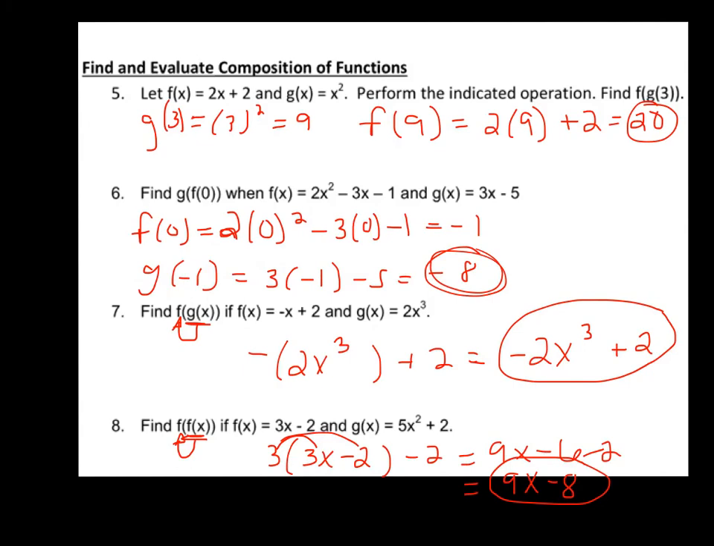So with composition, you're plugging something into the other function or into itself. And if you have a number, like on 5 and 6, if you have a number in the parentheses, you should have a number as your answer. And on 7 and 8, if you have an x in the parentheses, you should have an expression with x's in it as your answer.